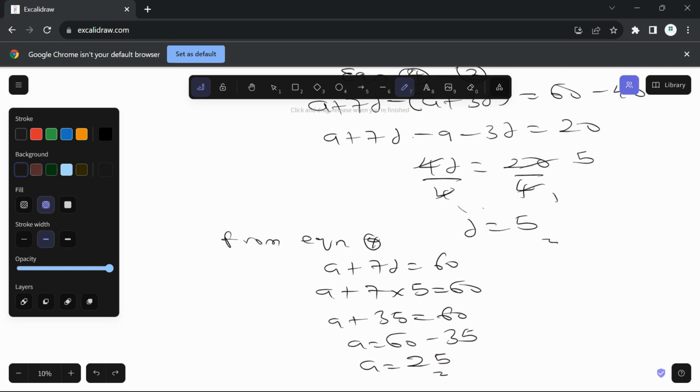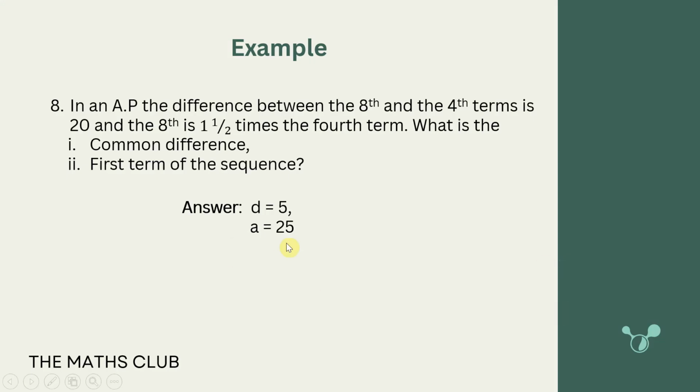This is a complex question, but if you're able to follow through, watch it as many times as you need to watch it till you get it. Great, our a is 25 and our d is 5. So we went from simple questions to complex questions in arithmetic progressions. One most important thing that we need to notice is that first write your formula, then write what is given. That way you'll be able to break down the question step by step and get the solution that you actually need.